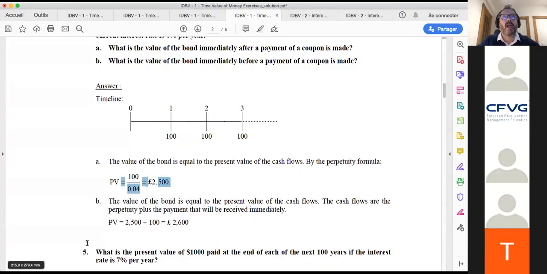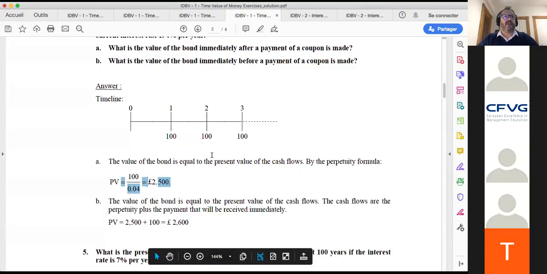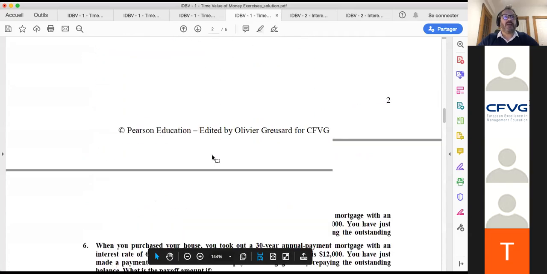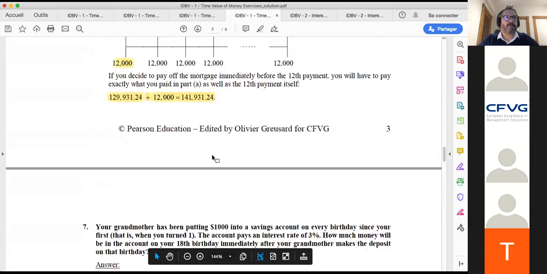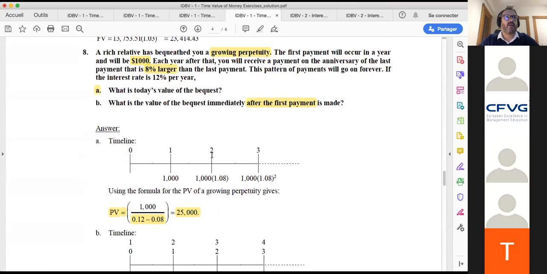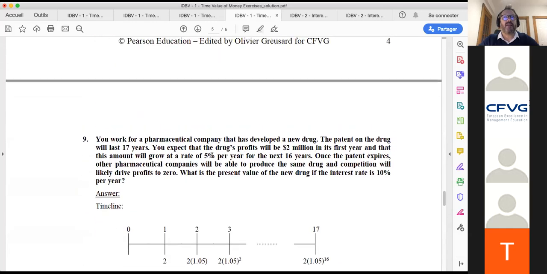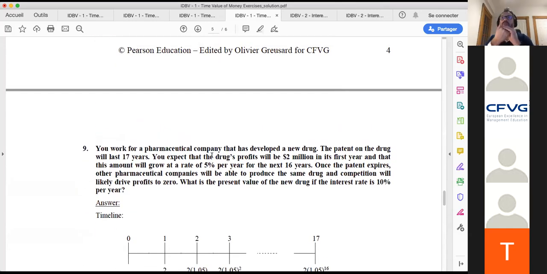So okay, let's work on exercise number 9. It's not a difficult one. So let me show you the PDF document. Okay, so exercise number 9, we said, right? Okay, 9, 8, it was about the growing perpetuity.